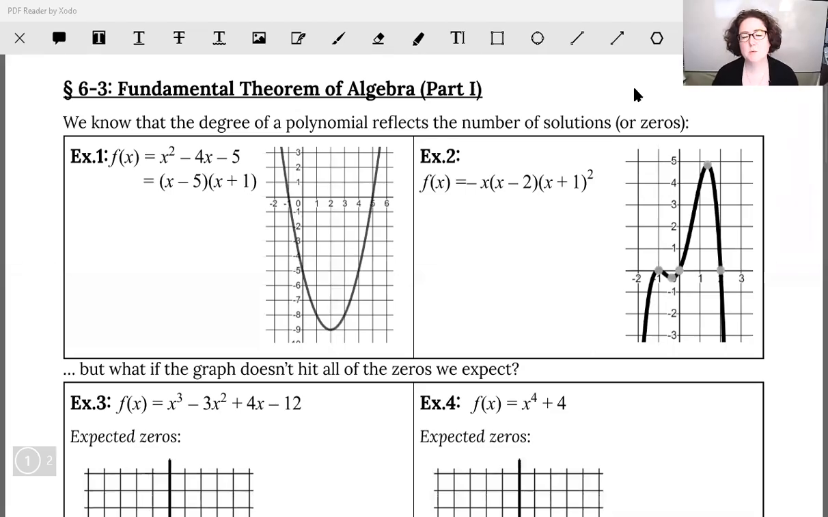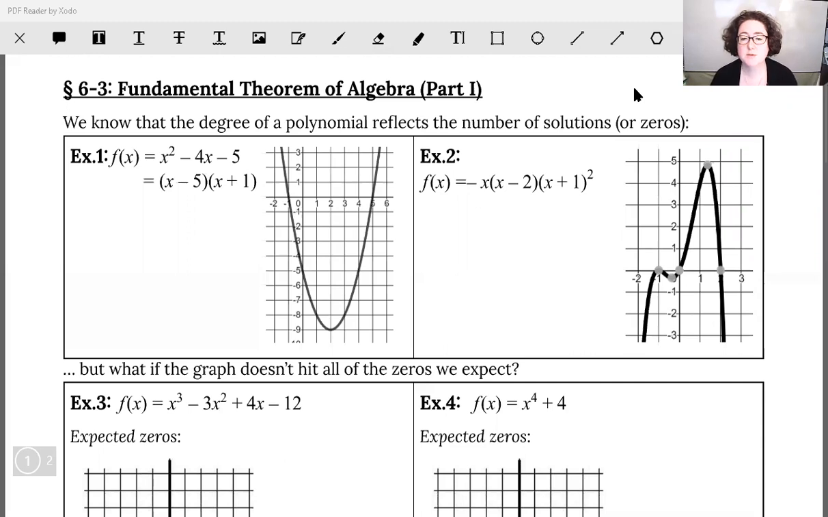So our next topic that we're looking at is something called the fundamental theorem of algebra. Now, we've already alluded to this. If we know the degree of a polynomial function, so we might have a second or third or fourth degree, then that also predicts the number of zeros that we're supposed to have.